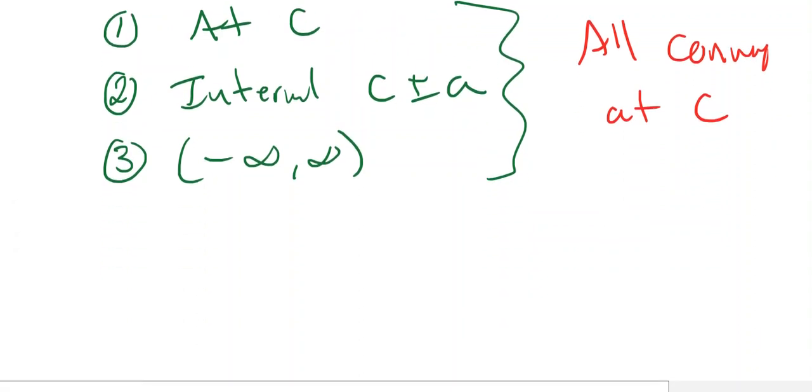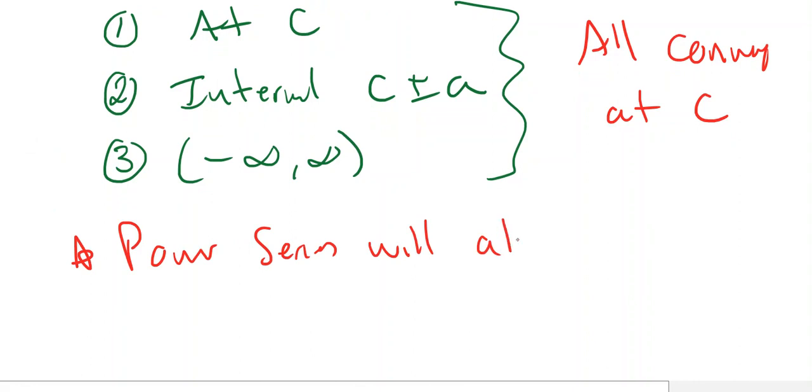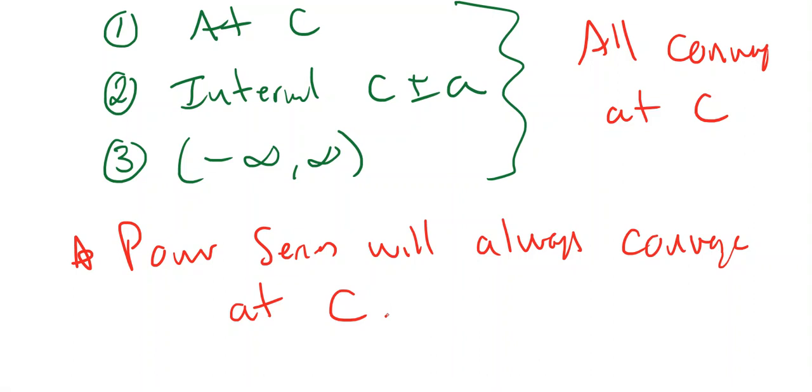So power series will always converge at C. That may be the only point they converge at, but they may converge at more points. All right, in the next video lesson that I do, we're going to actually use the ratio test to determine whether a power series converges or not.